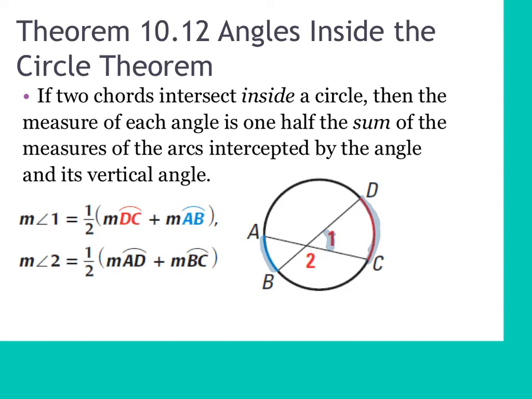If I want to find angle 2, then I add the arc it intercepts, which would be BC, plus the arc that its vertical angle intercepts, which would be AD, and divide by 2 or multiply by 1/2.